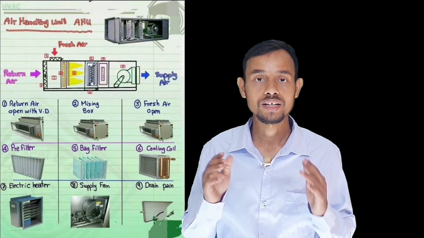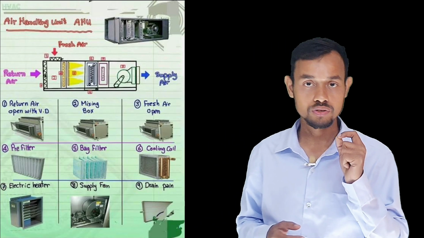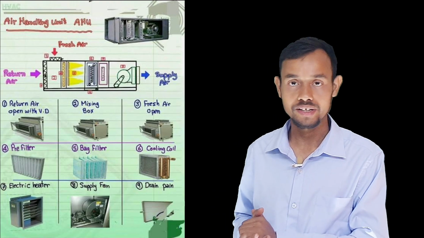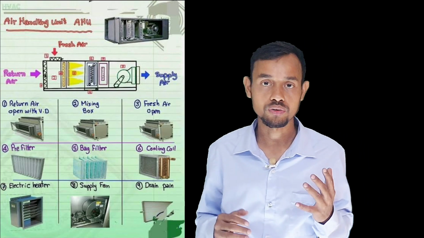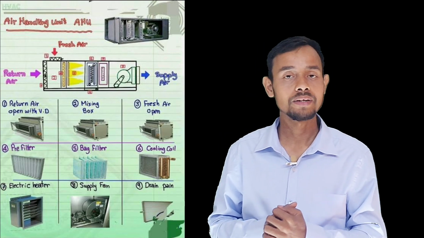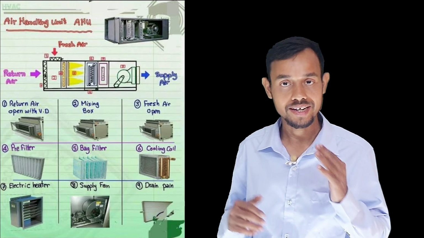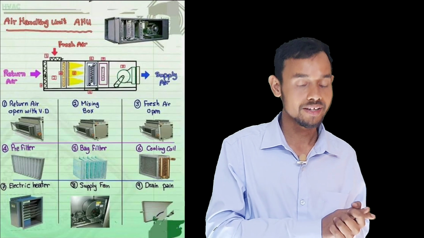So let's see the AHU components. First is housing. The insulated housing is the insulated enclosure of the AHU. AHU components such as the air filter, blower, and the cooling and heating coils are placed inside it. It prevents heat transfer with the outside air and leakage out of the AHU.